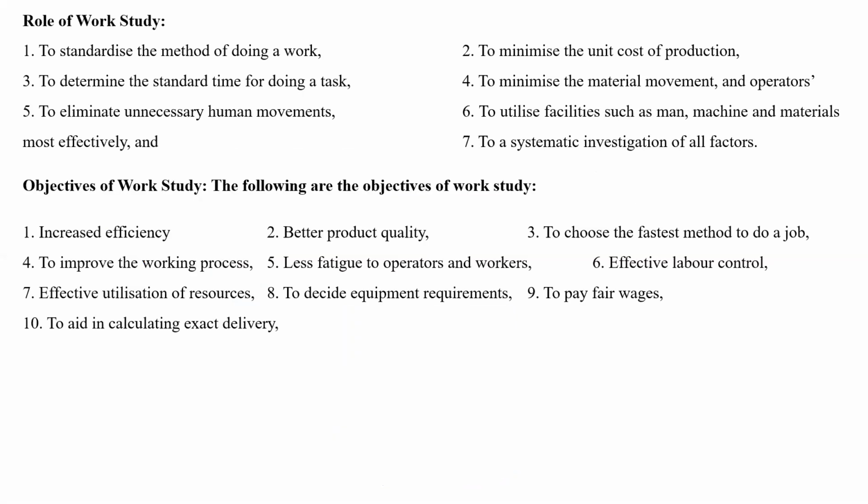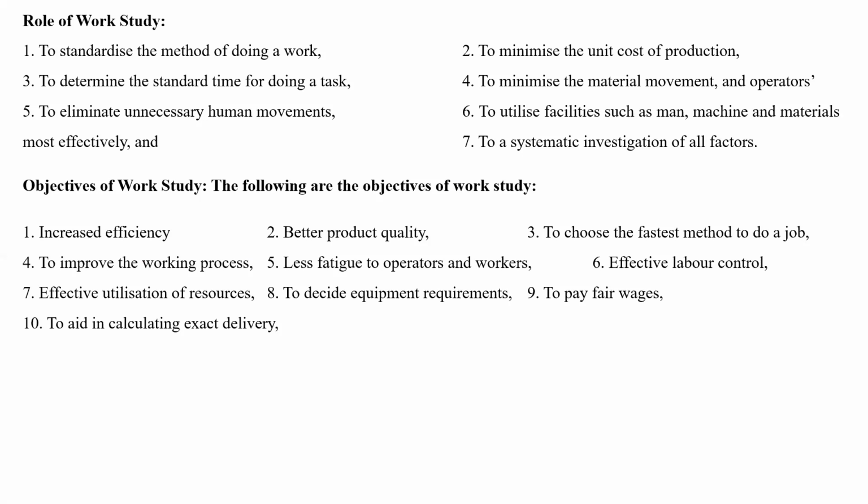The role of work study in the organization is to fix the standards of doing the work, to minimize the cost per unit of production, to minimize the material movement of operations, to determine the standard timing during the tasks, to eliminate unnecessary human movements, and to utilize the facilities such as machine, men, material, and money, called production factors, most effectively, and to make a systematic investigation of the different factors which are impacting the work of an organization. These are the basic objectives.